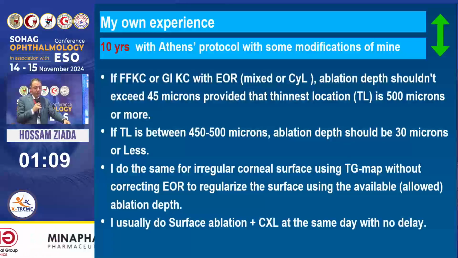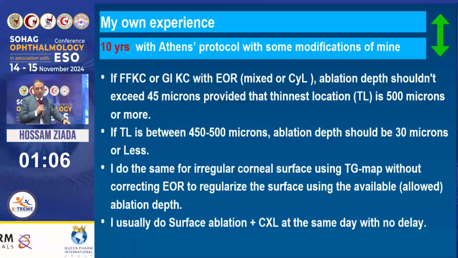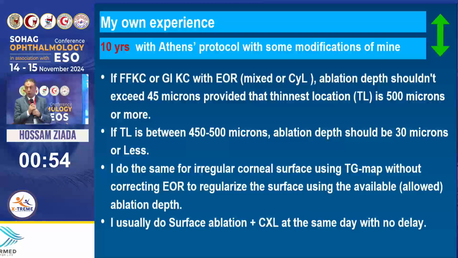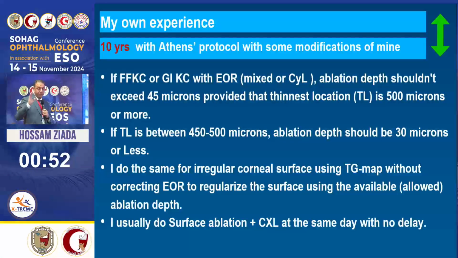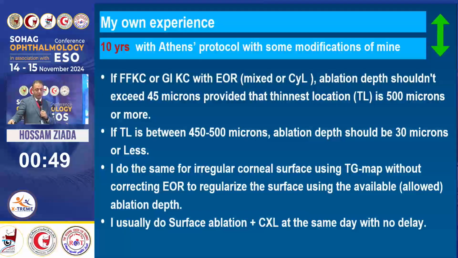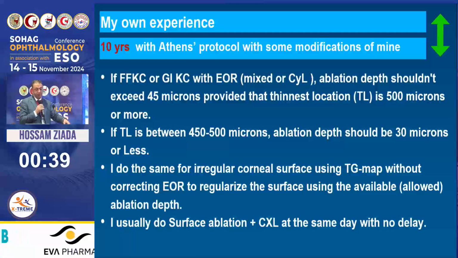In case of form-fruste keratoconus or grade 1 keratoconus with error of refraction, mixed or cylinder, ablation depth shouldn't exceed 45 microns, provided that the thinnest location is 500 microns or more. But if the thinnest location is 450 to 500 microns, the ablation depth should be 30 microns or less. I do the same for a regular corneal surface using the topography guided map without correcting the error, to regularize the surface using the available ablation depth.